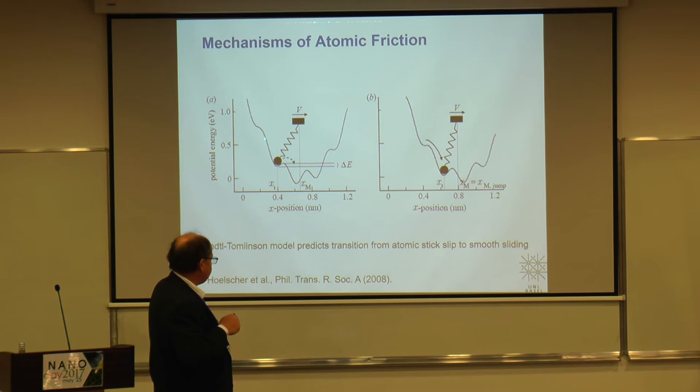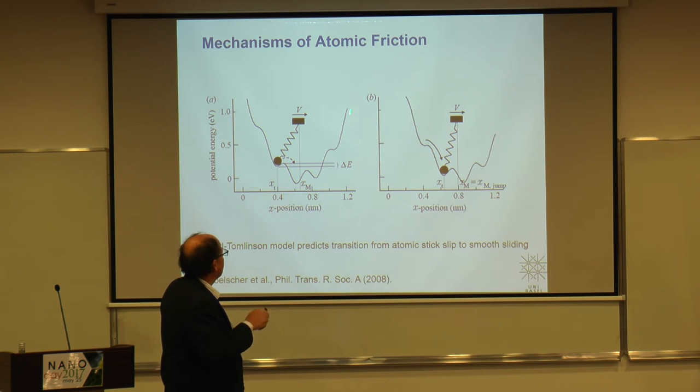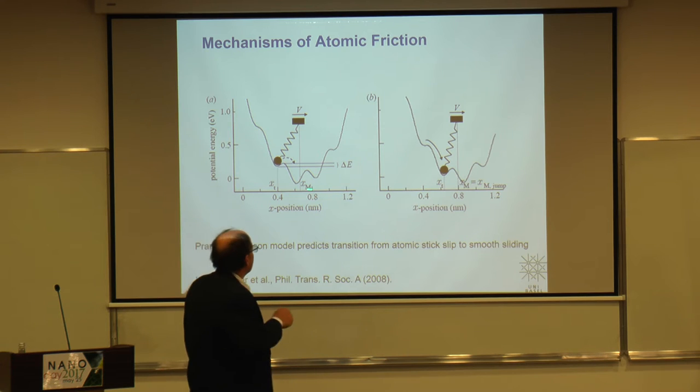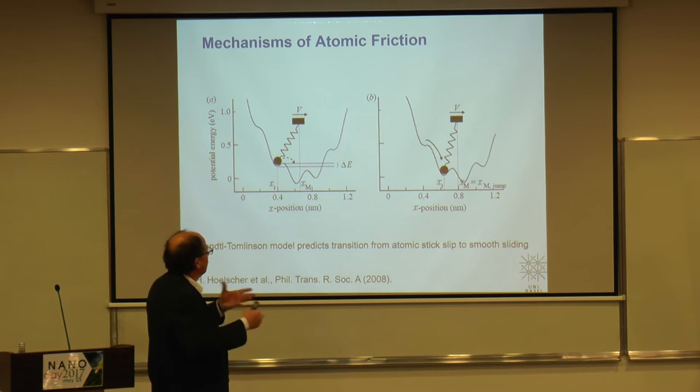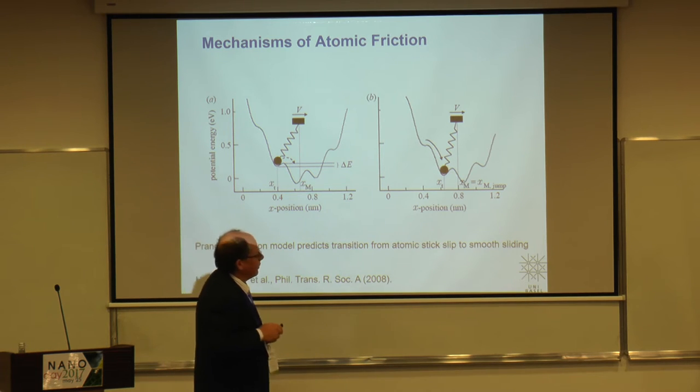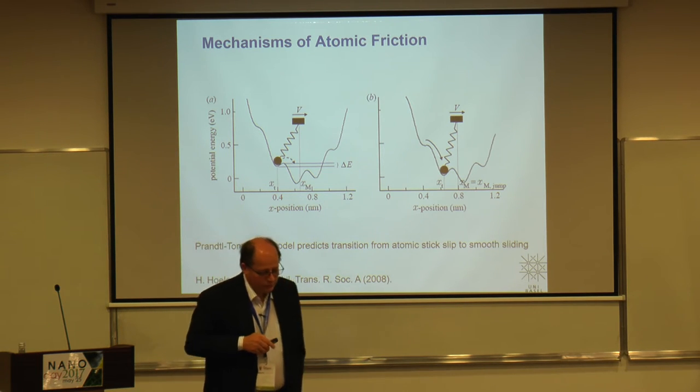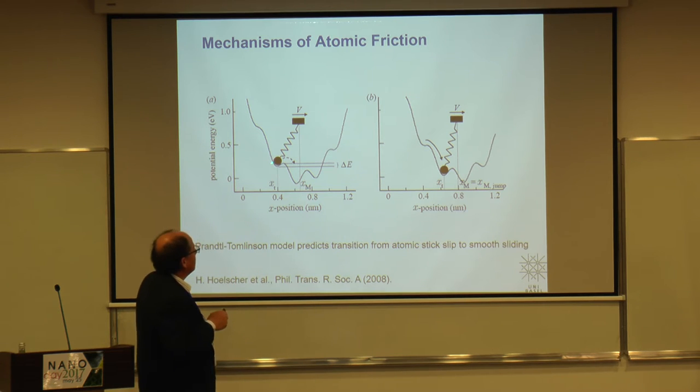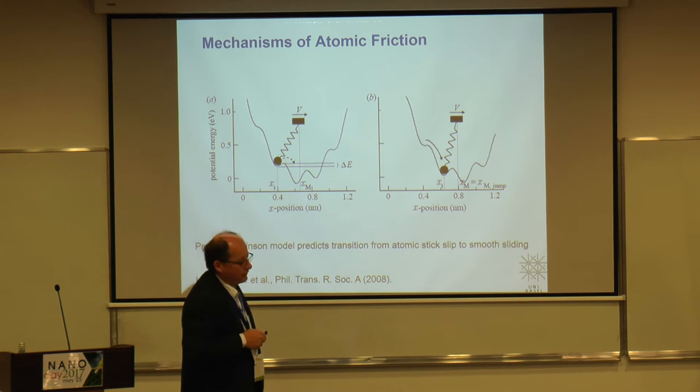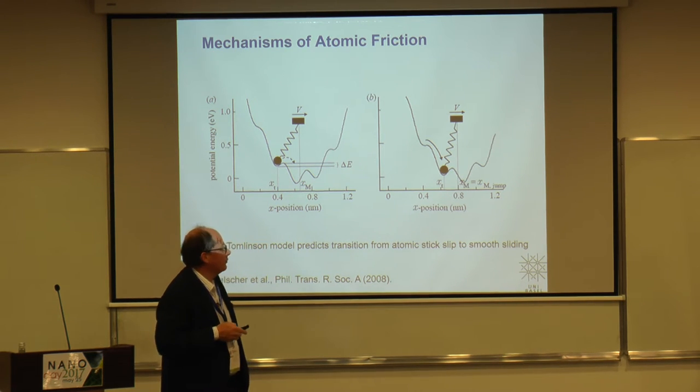It's essentially nothing else than a periodic potential which is superimposed with a parabolic potential. And so if you pull on the contact, you can jump over this barrier, which is of the order of some fraction of an electron volt, and that's basically the main mechanism. Every time you have one of these instabilities, you dissipate the energy which was stored in the contact.